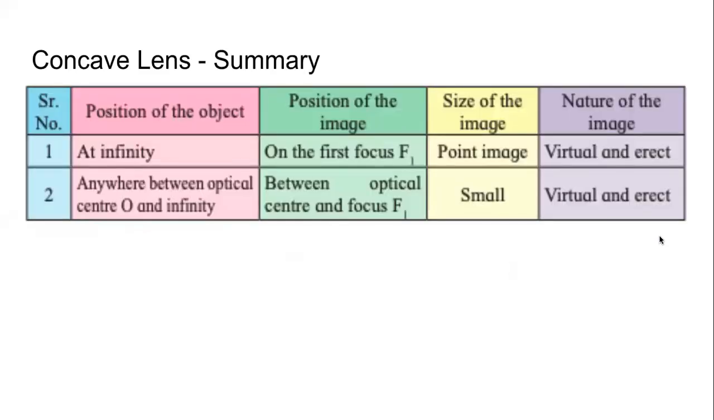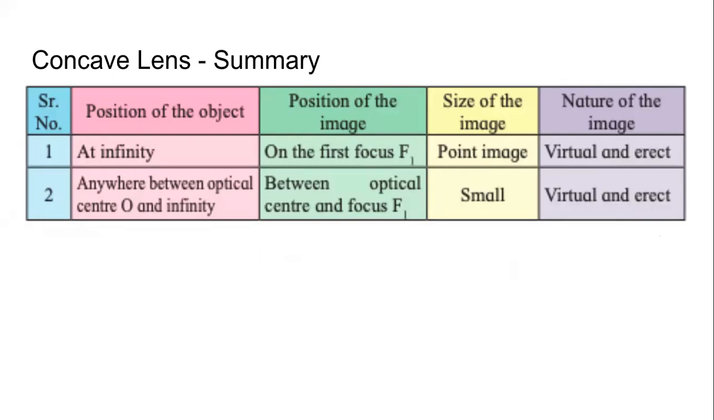Once again, when we summarize the image formation details in case of a concave lens in a tabular form, there will be only 2 situations. One, the object is at infinity. Second, the object is anywhere other than infinity, between infinity and the optical center. The image is virtual and erect, always.